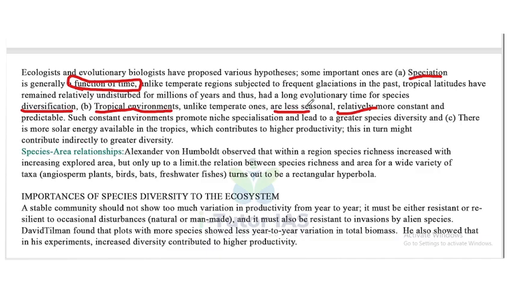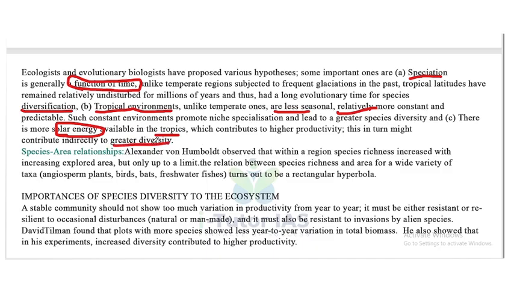And the third point is that there is more solar energy available in the tropics, which contributes to higher productivity. And this in turn might contribute indirectly to greater species diversity.